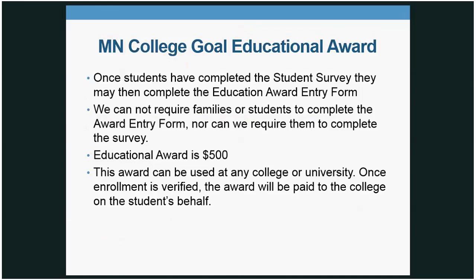And then the educational award. So once the students have completed the student survey, they may then complete the educational award entry form. We cannot require families or students to complete the award entry form, nor can we require them to complete the survey. So it can't be you must do this, but I haven't found anyone to be opposed to it. They were absolutely fine. The educational award is $500. This award can be used at any college or university. Once enrollment is verified, the award will be paid directly to the college. I did work on that scholarship piece, and so then we follow up in the fall and we contact students, and then we work to make sure that the money is going and being allocated to the proper schools.